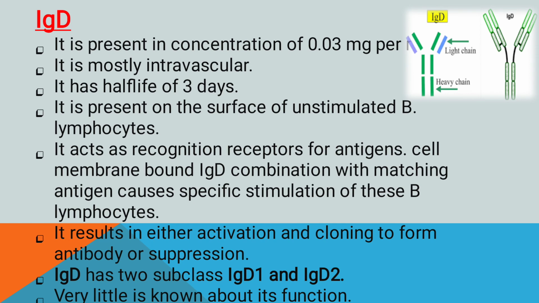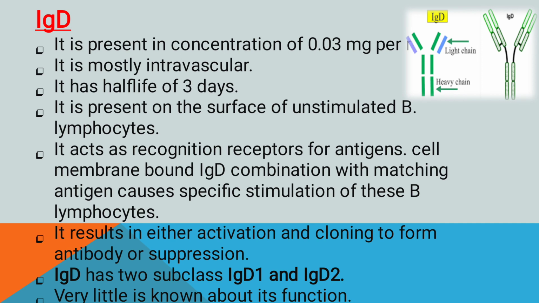Coming to IgD immunoglobulin, it is present in a concentration of 0.03 mg per ml, and it is also mostly intravascular, having a half-life of 3 days. It is present on the surface of unstimulated B lymphocytes, and it acts as a recognition receptor for antigens, and it results in either activation and cloning to form antibody, or suppression.